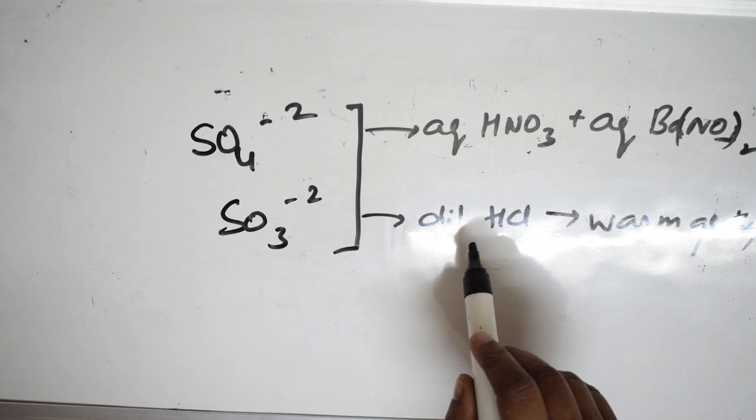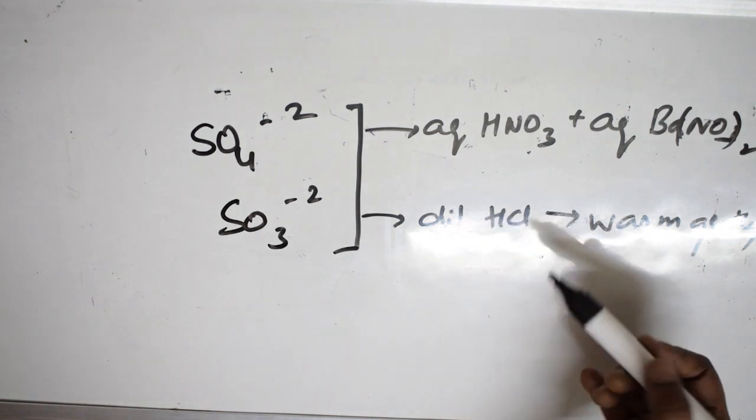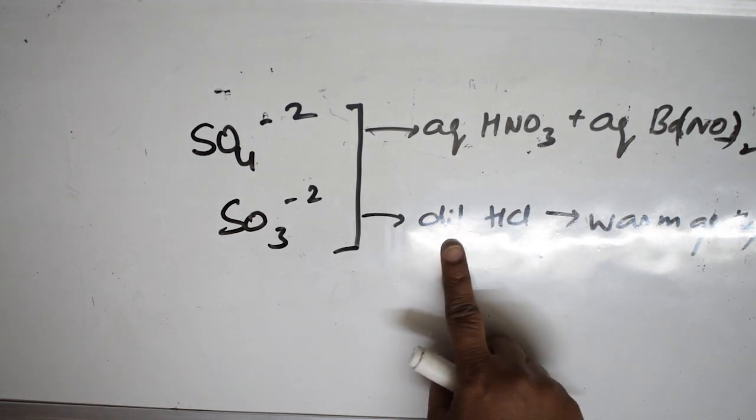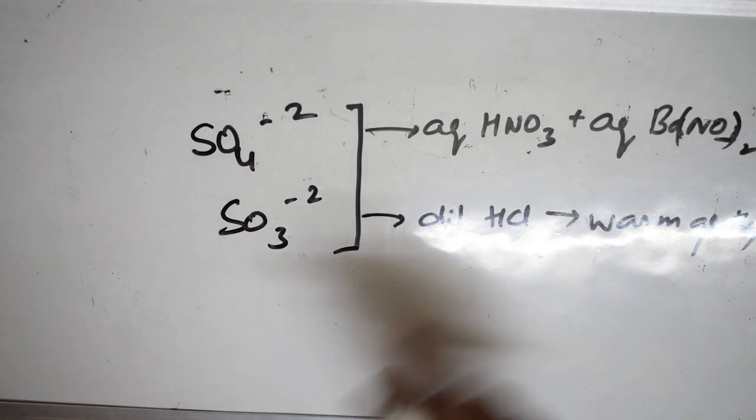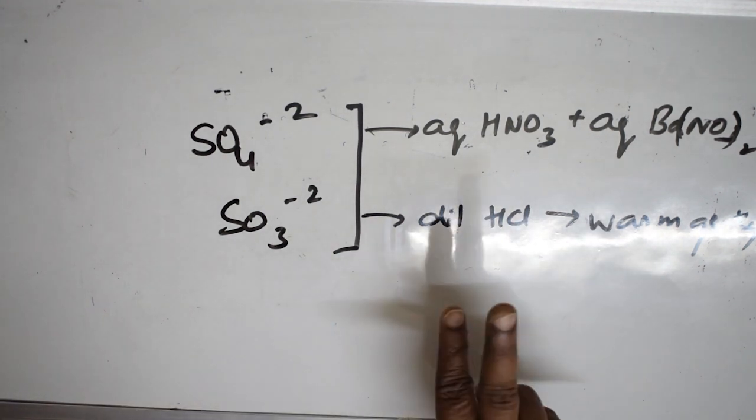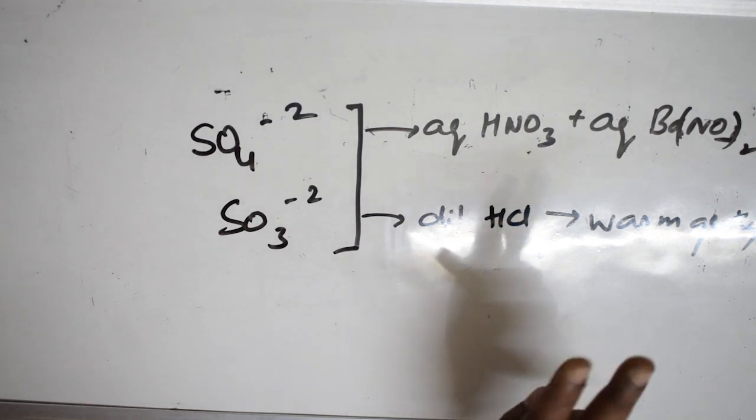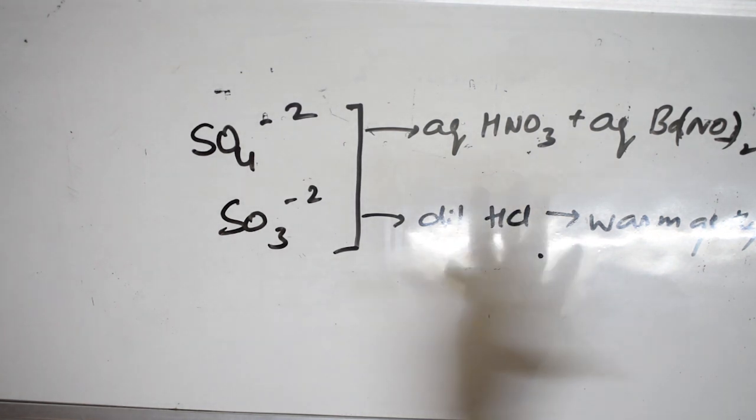If it is sulfite, what we can do is add dilute HCl and warm it, and sulfur dioxide gas will come out. That sulfur dioxide gas, what does it do? It's going to turn acidified KMnO4 from purple to colorless.